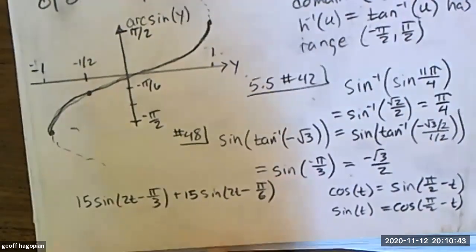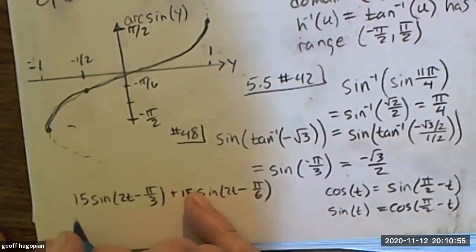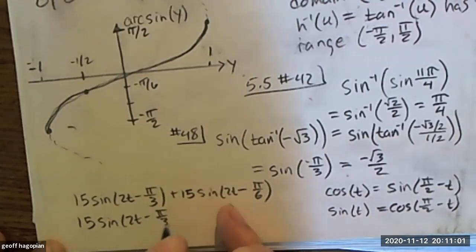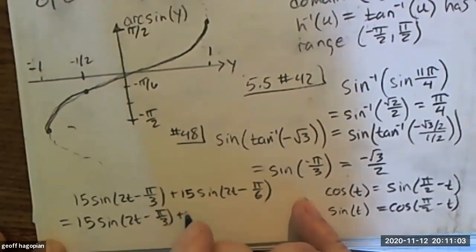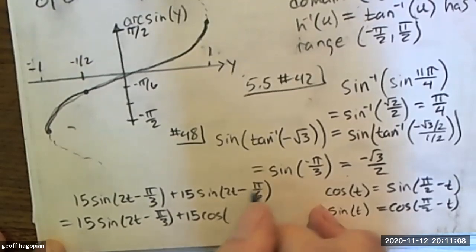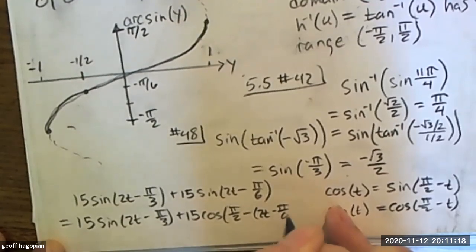These are the complementary identities. And so instead of the sine, we can subtract. So we can say this is 15 sine of 2t minus pi over 3 plus 15 cosine of pi over 2 minus this. And if you subtract this, we get 2t minus pi over 6.